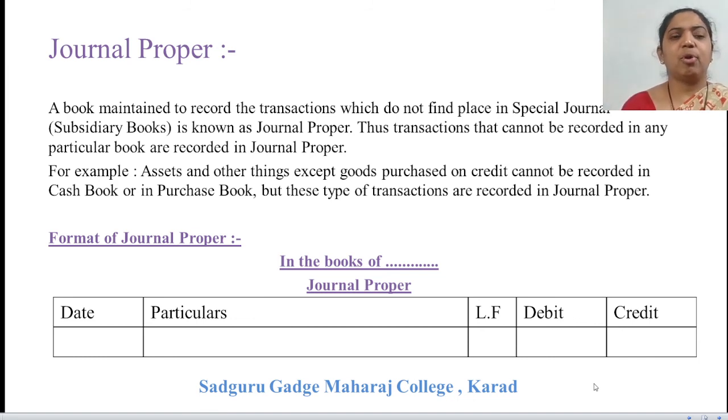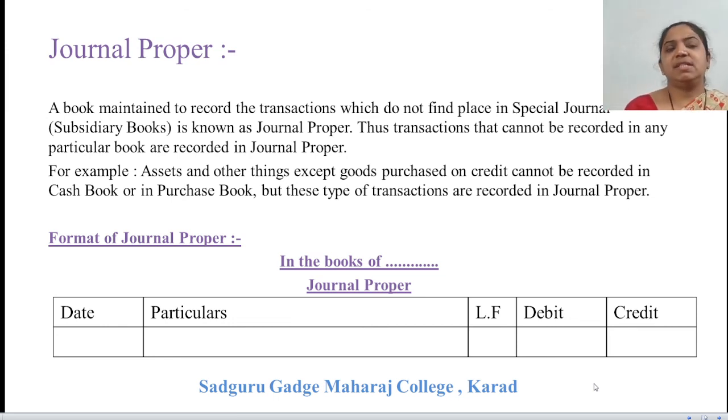So journal proper is very important. Various types of entries will be given over here, and it is very, very important. Various types of transactions which cannot be recorded in other books can be recorded in journal proper. The format which is given to you, we have to draft according to the format only: date, particulars, LF, debit amount, credit amount.